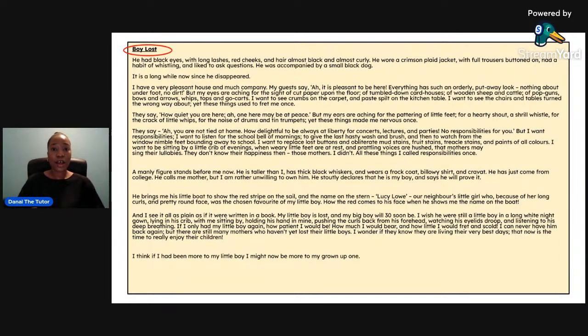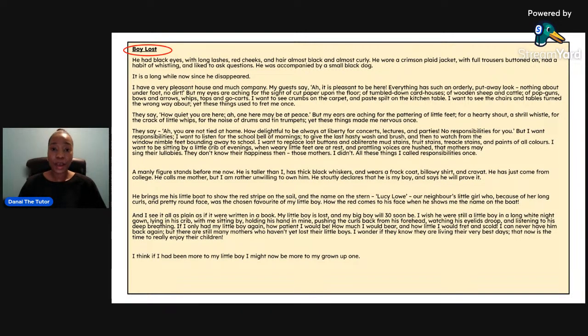So the title of the article is Boy Lost. He had black eyes with long lashes, red cheeks, and hair almost black and almost curly. He wore a crimson plaid jacket with full trousers buttoned on, had a habit of whistling, and liked to ask questions. He was accompanied by a small black dog.